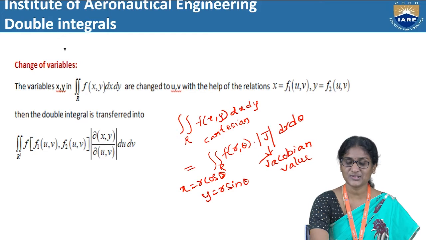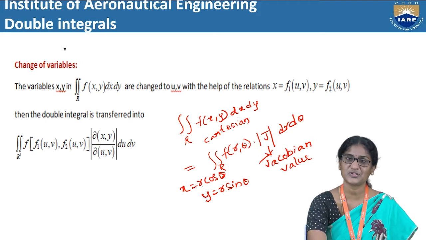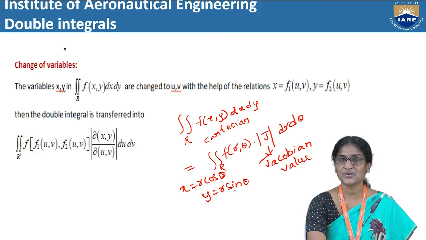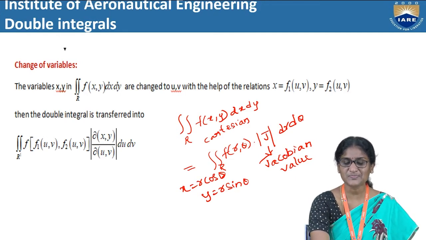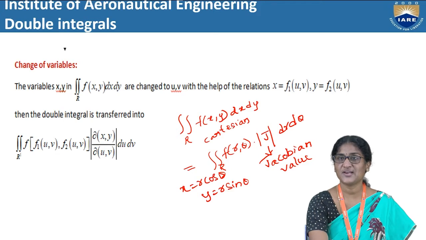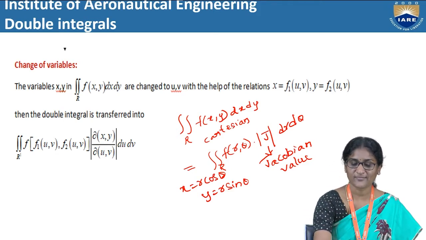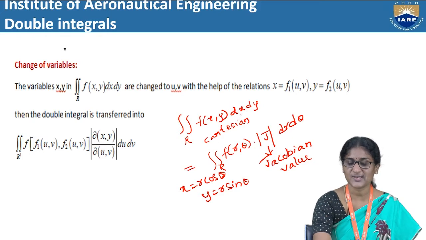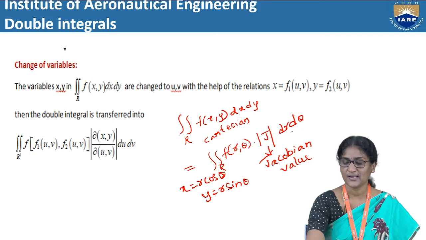You all know that Cartesian and polar are related by x is equal to r cos theta and y is equal to r sin theta. So conveniently, wherever x is there, I can substitute r cos theta, and wherever y is there, I can substitute r sin theta, and so on and so forth. You can substitute like that. This change is possible if and only if the relationship between the old and new coordinates is known. And you have to remember this formula: the function into dx dy is equal to the converted function into the Jacobian value into dr d theta.